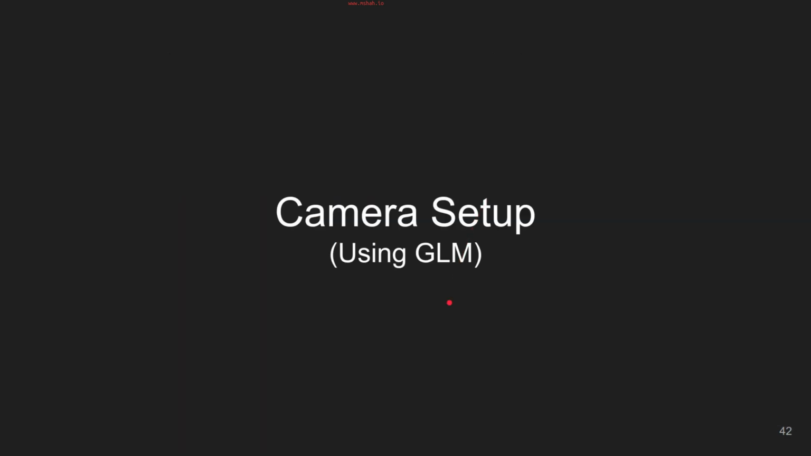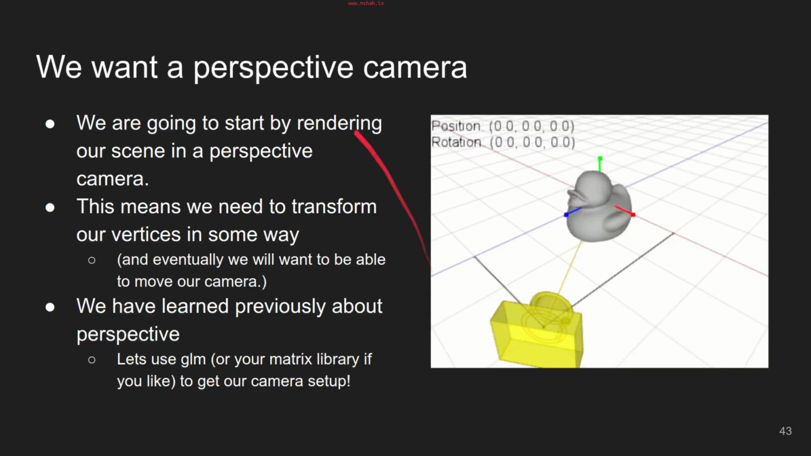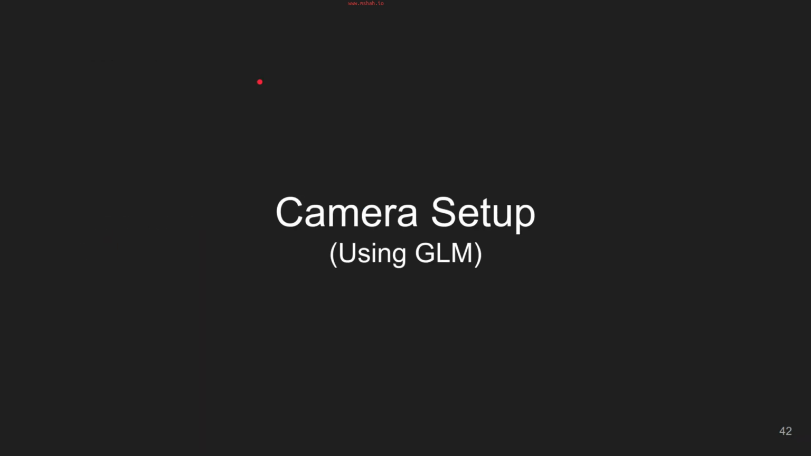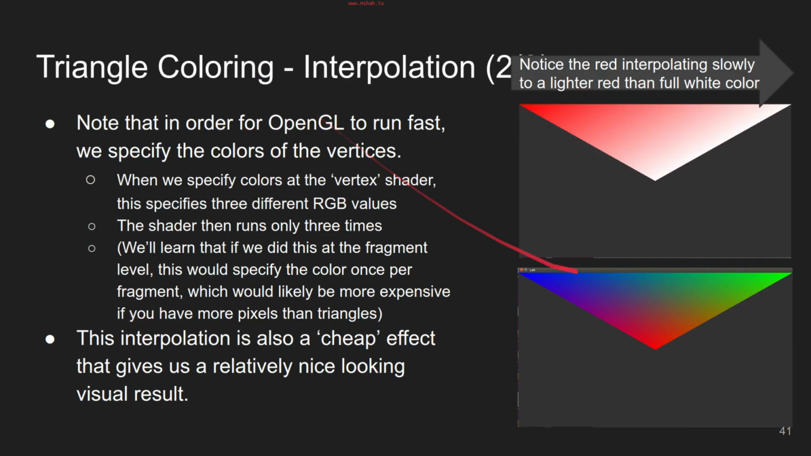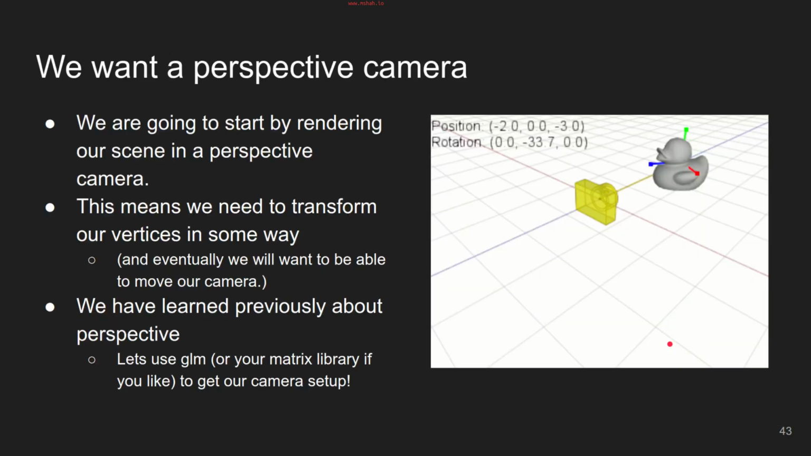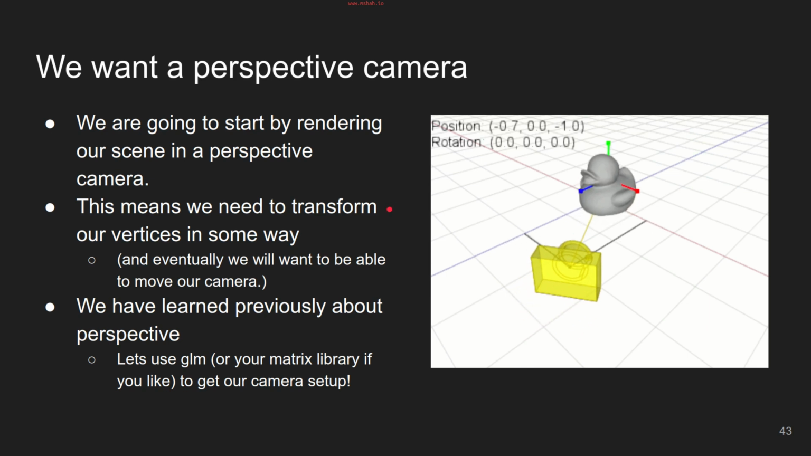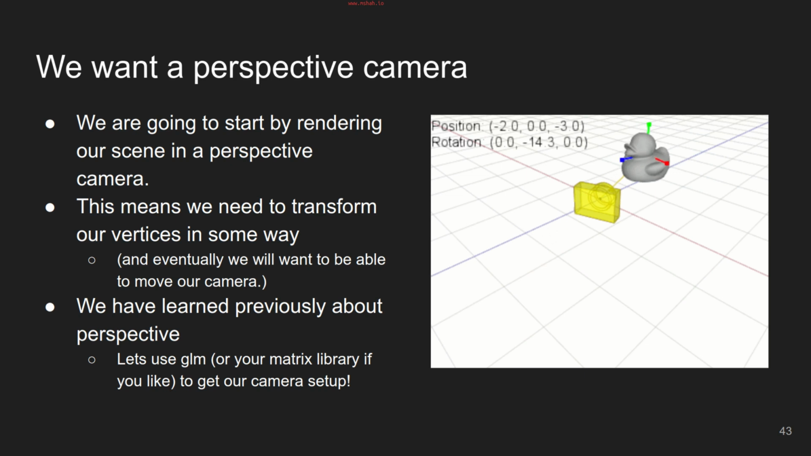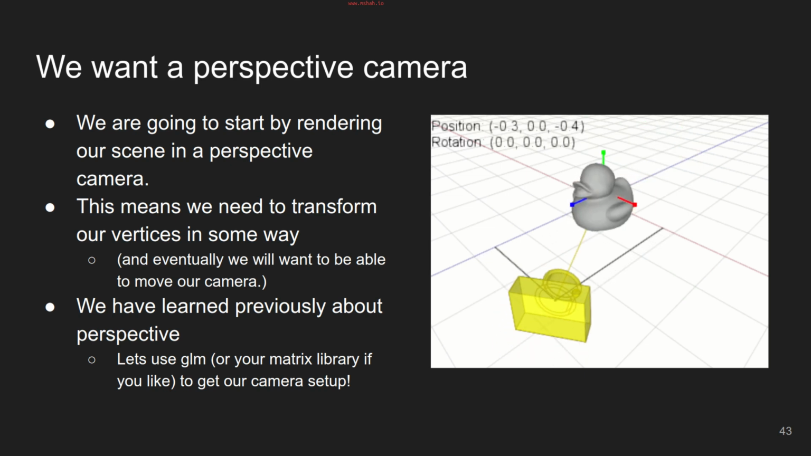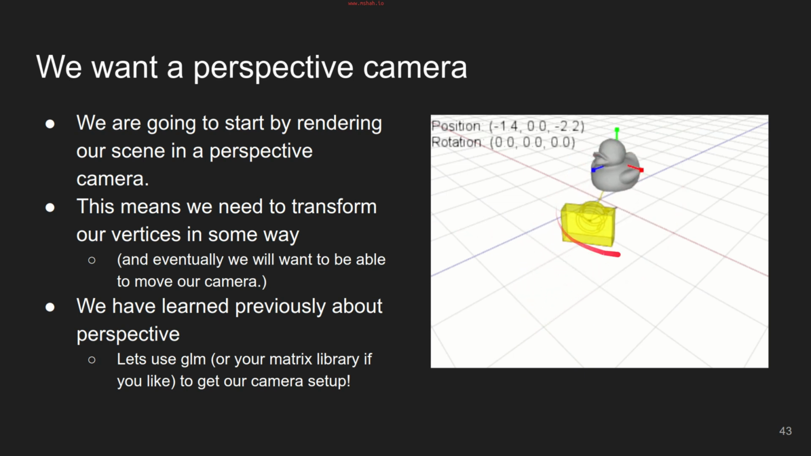Okay, so let's start wrapping things up, and I just want to briefly talk a little bit about the camera setup here using GLM. It's enough that we have our triangle here if I go back, but it's kind of weird because it's upside down and it's really big. It's not in perspective. And we want to start rendering our 3D scenes in perspective, just like we were doing in our software rasterizers. So again, that means we need to transform our vertices in some way so that we can see what our scene looks like in the real world.